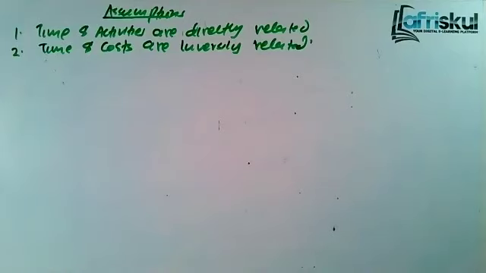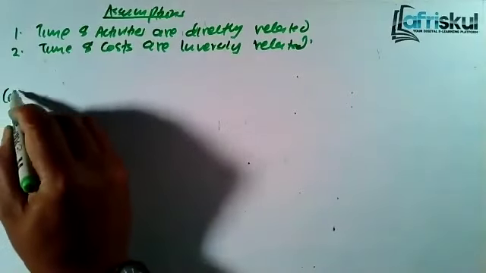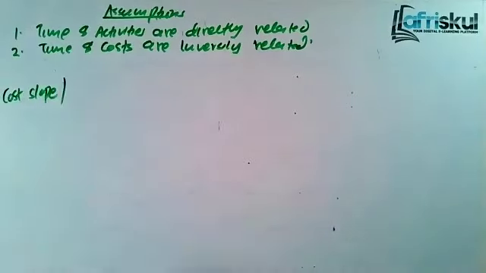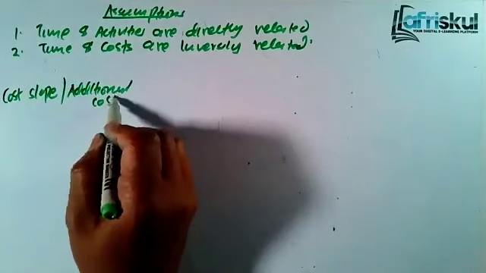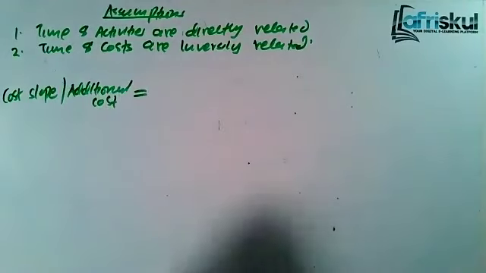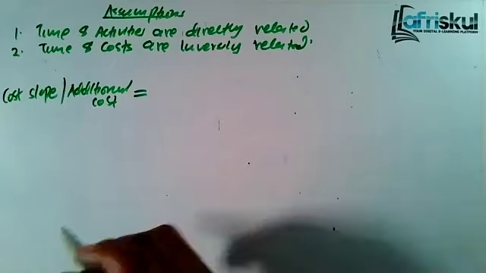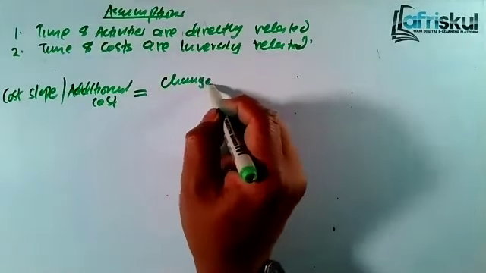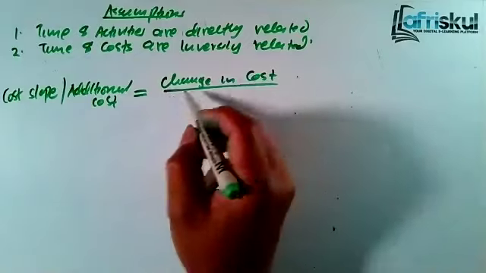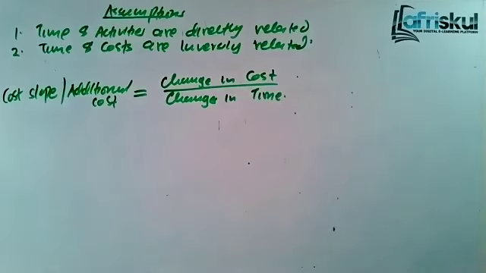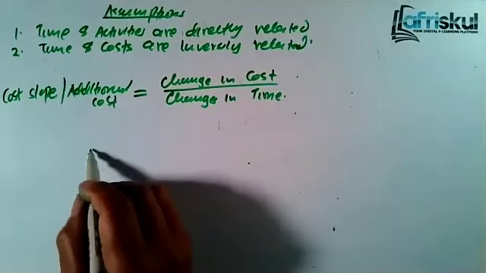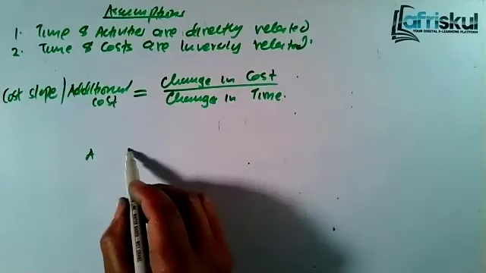Then whenever you are crashing, how do you get the cost slope? Now, the cost slope is also known as the additional cost, because we have said that if the days reduce, the cost will go up. How do you get that change? That's how you get the cost slope. You just take the change in cost and divide by the change in time. Now, let's assume you have an activity A, and the normal cost is 30.